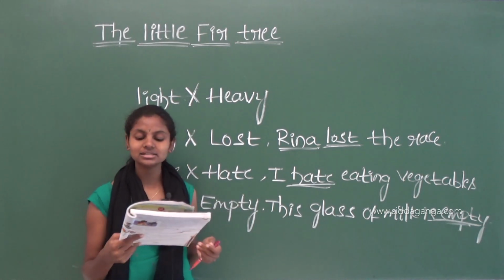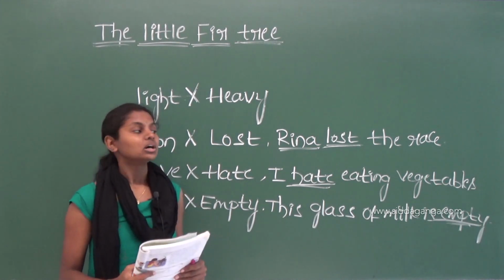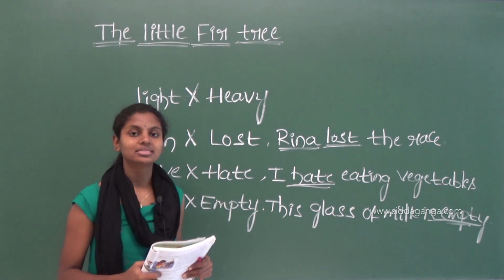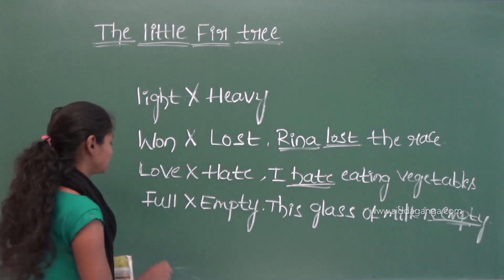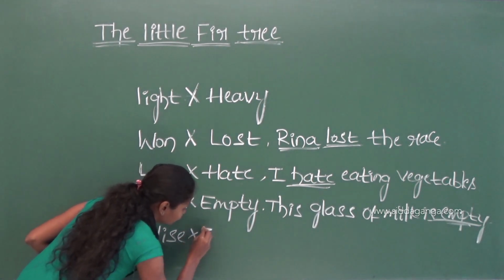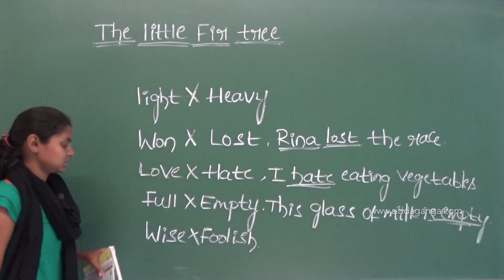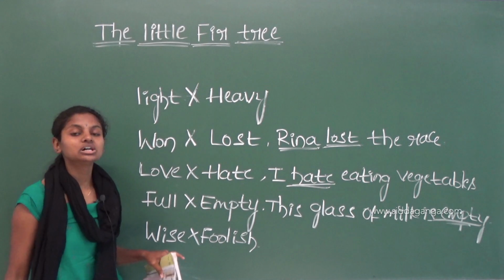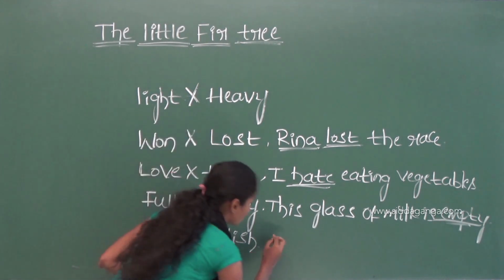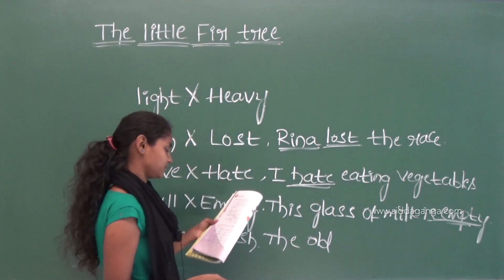Here, in this sentence, the red circled word is wise. Okay? What is the opposite word for wise? Yes, that is foolish. The opposite word for wise is foolish. Understood? So, the sentence will be, the old man is foolish.